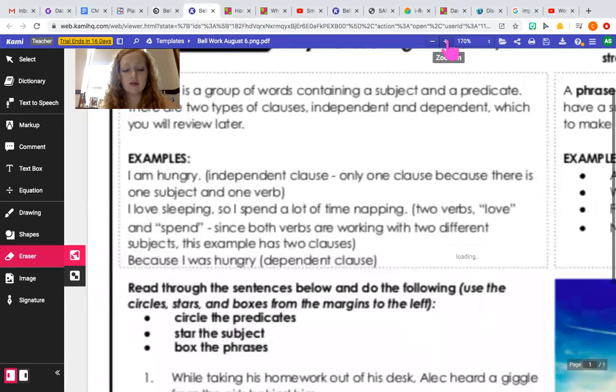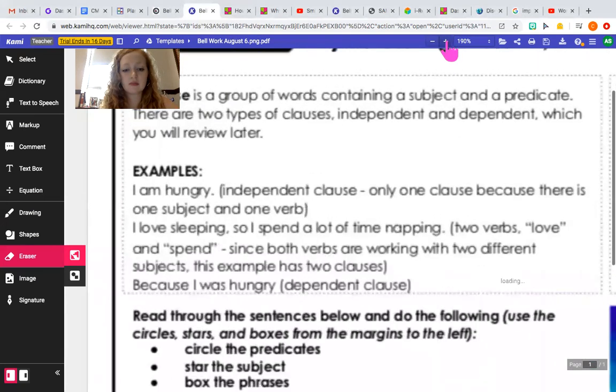I'm going to zoom in a little bit more. Okay, because I was hungry. This is a dependent clause. It can't stand alone as a sentence. You can't just say because I was hungry, period. You've got to take off because if you want it to stand by itself, and you could say I was hungry. Okay, but because makes it dependent. It depends on something else. It can't stand by itself. So the subject would be I, and the main part of the predicate would be was.